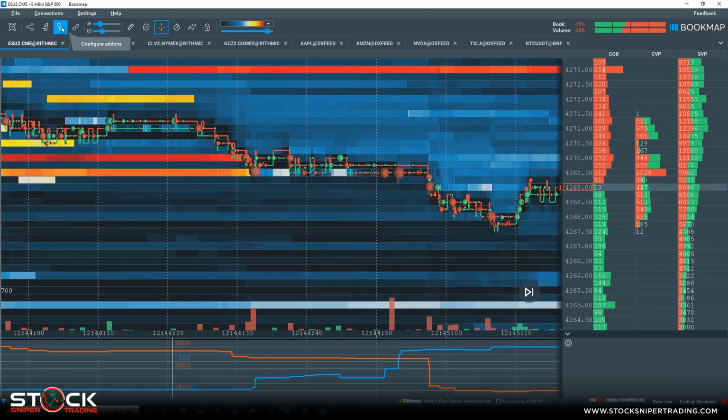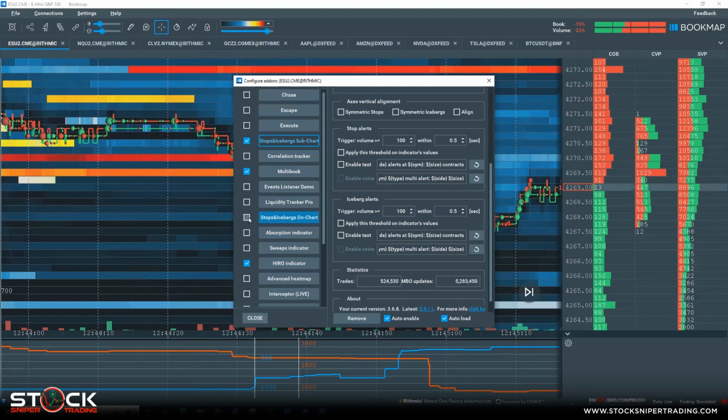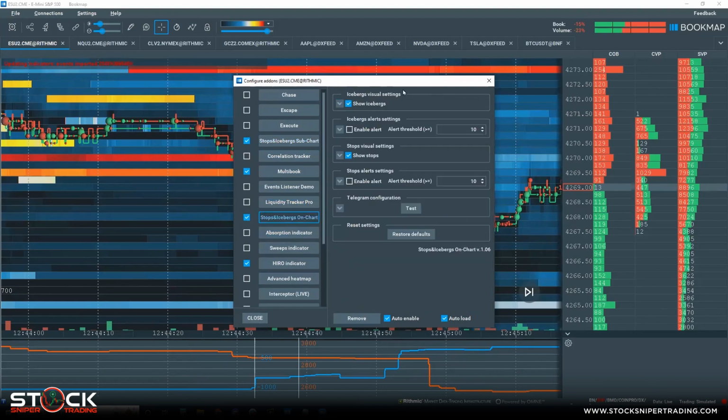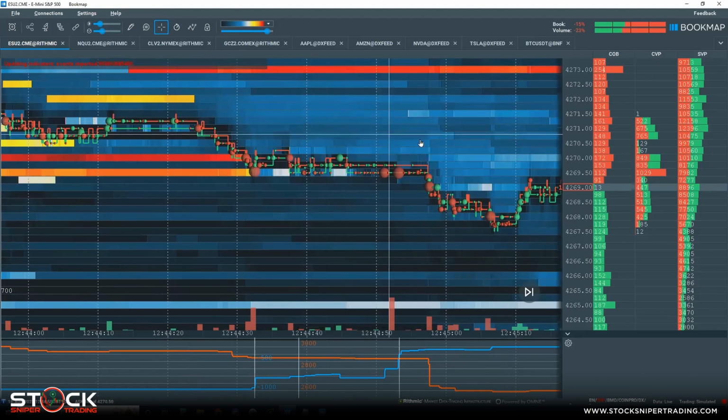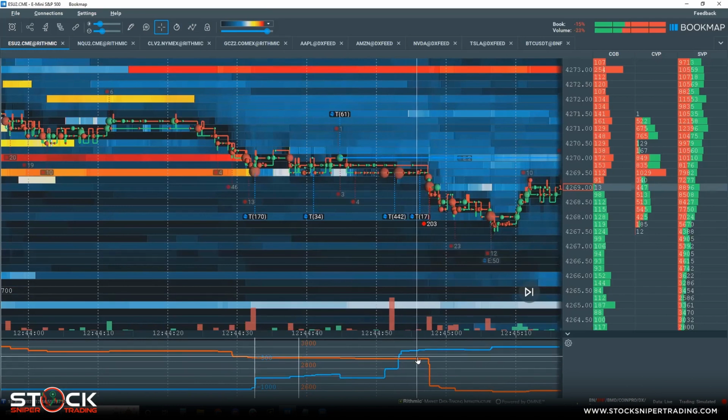Anyway, let me show you the on-chart view as well, and how to read that. So we'll just show this, and it is populating here. The red line, these are stops. Okay, so this is really interesting to see this dynamic in here. So the blue line, icebergs; the red line, stops.